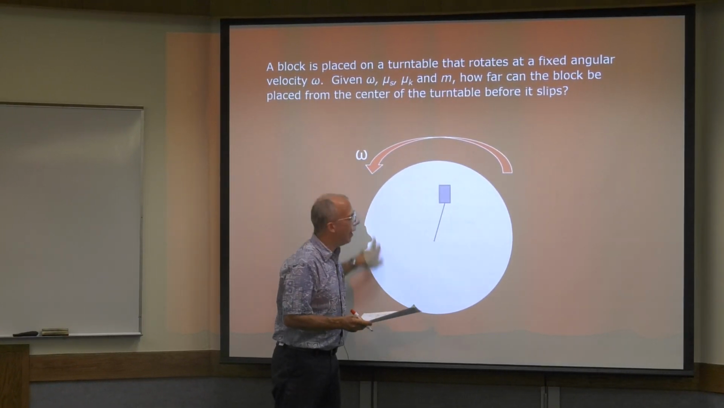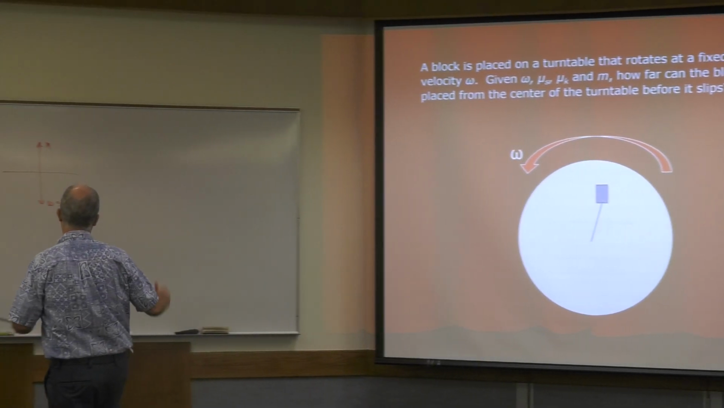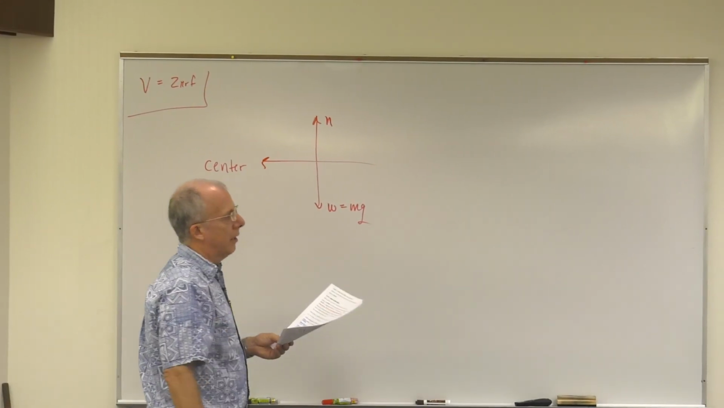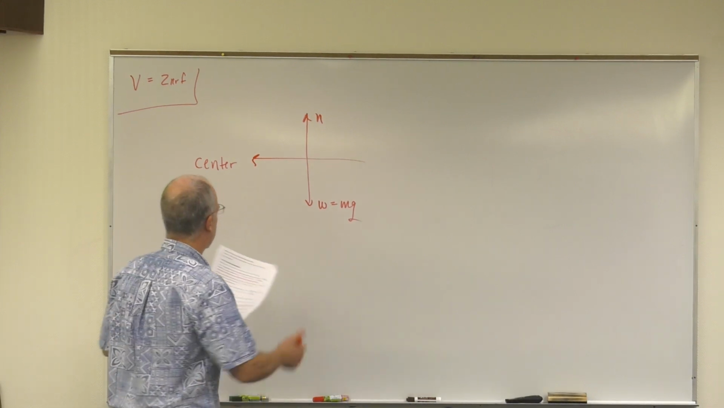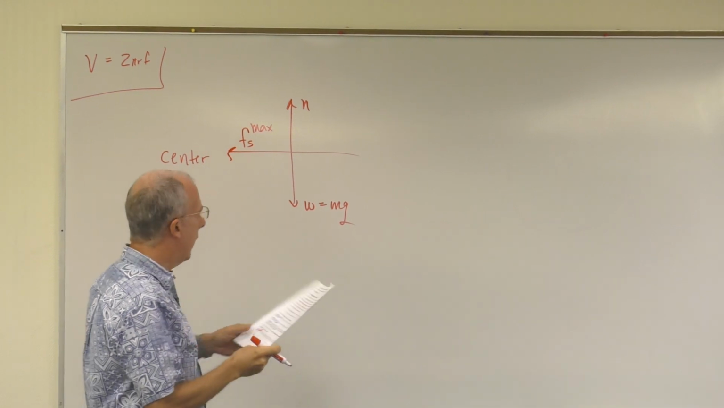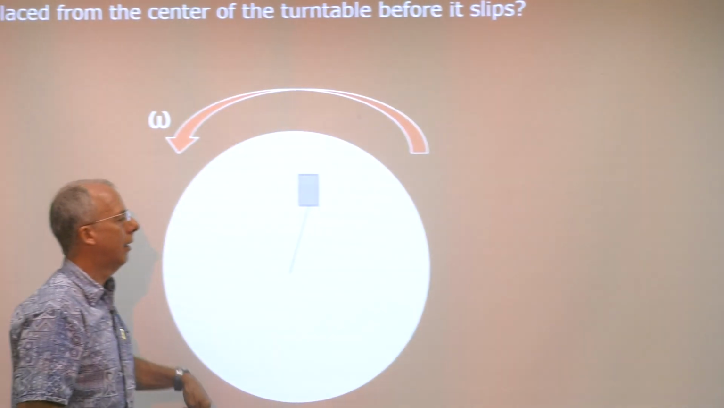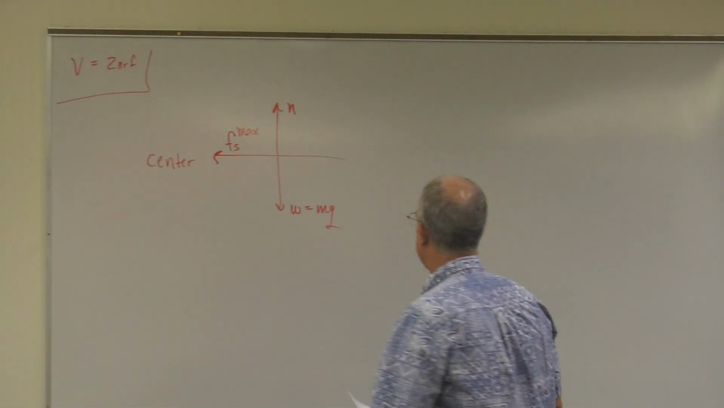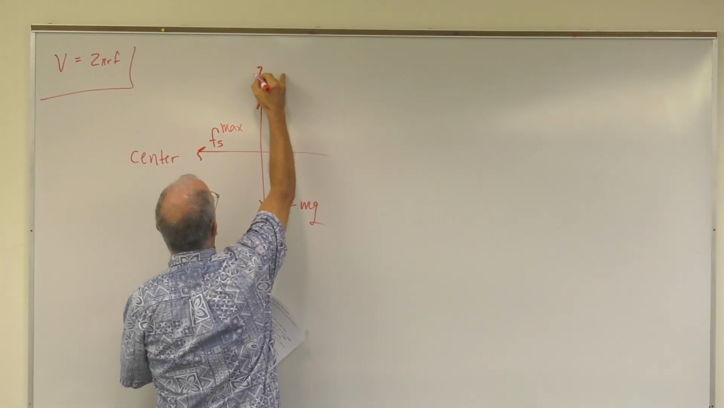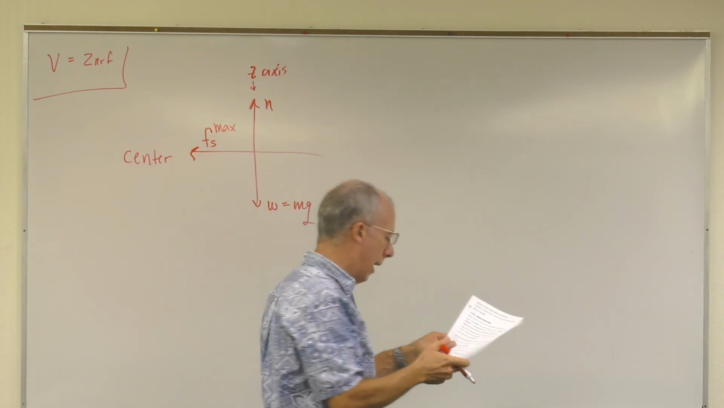This thing is going around and around, so what's the force that's keeping that thing on? Well, friction. It says how far can it be placed, so we want Fs max. So this is Fs max, and again, it points towards the center. The centripetal forces point towards the center, so that's not a big surprise. By the way, this is the z-axis. You can call it whatever you want, it doesn't really matter.